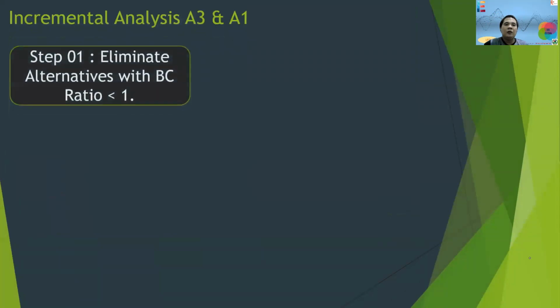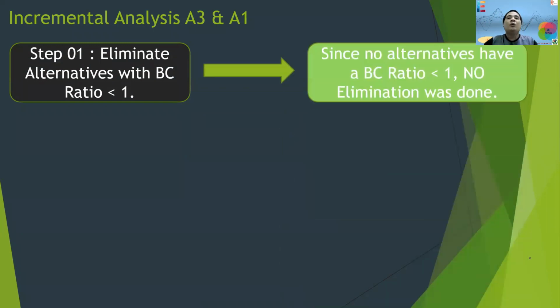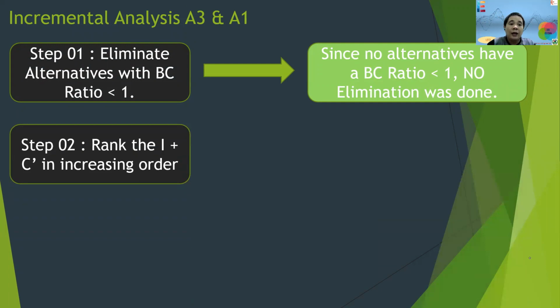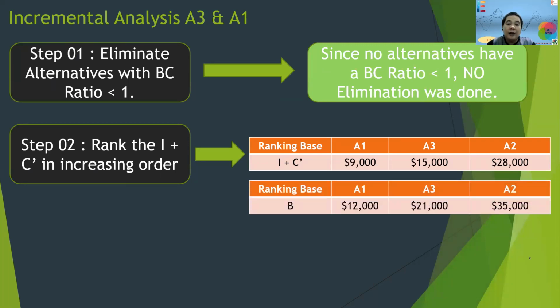With that, let's try to compute on the alternatives. So, incremental analysis now. Number 1, eliminate alternatives with a BC ratio of less than 1. Since no alternative has a BC ratio of less than 1, no elimination was done. Number 2, rank the I plus C hat in increasing order. So I assign them: A1, A3, then A2. I arrange them in increasing order, and that is the ranking basis.